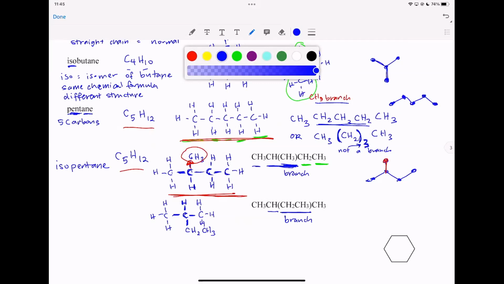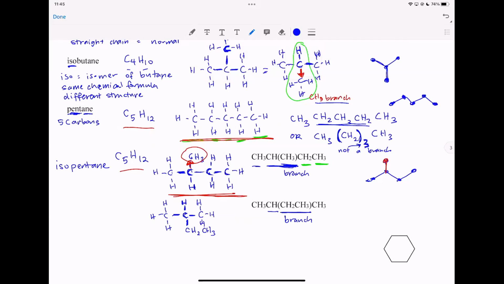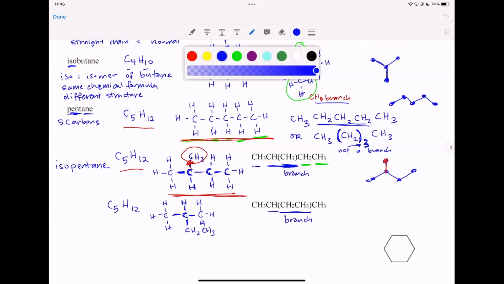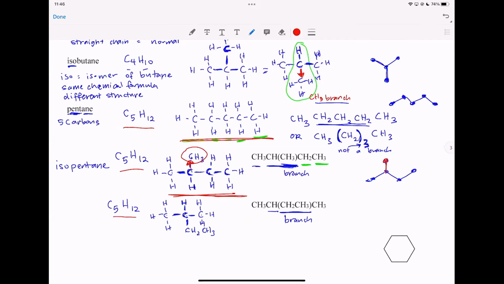Okay. What you have here, though, is counting all of these carbons, you have 1, 2, 3, 4, 5 carbons. That's C5. And then if you count all those hydrogens, H12. So this also has the same chemical formula, C5H12, but a different structure. Okay, because that branch is different. So when you have a different structure, this is another isomer of pentane.